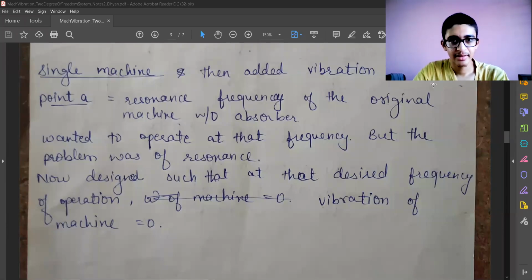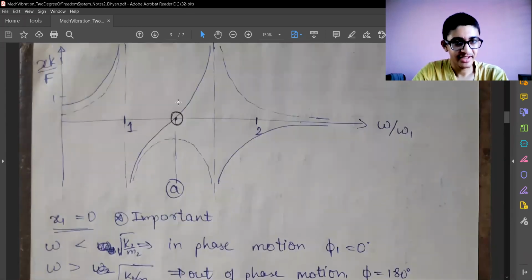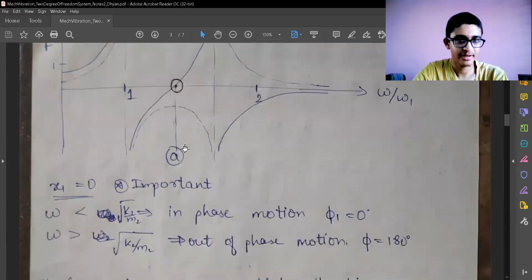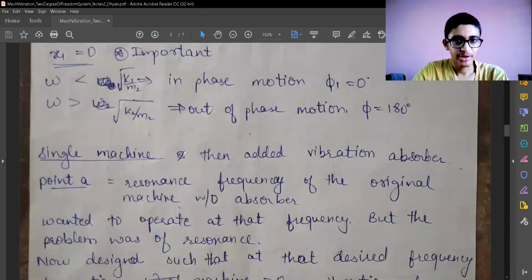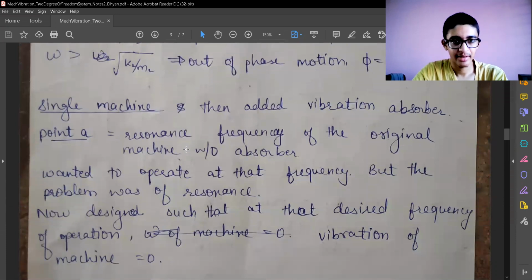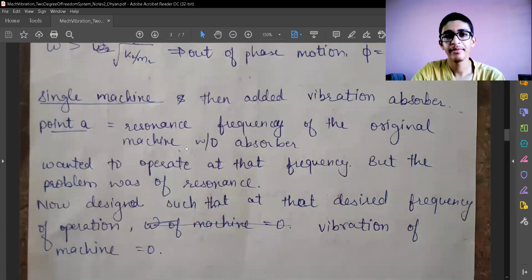So let's have a machine which needs to be operated at this frequency, which happens to be the natural frequency of that machine. So if we are going to vibrate that machine at the natural frequency, we are going to have very huge amplitudes of oscillation because it's the natural frequency oscillation. So that's the problem for us.